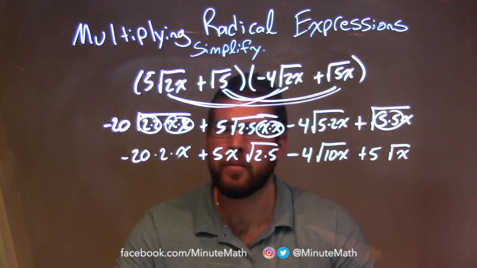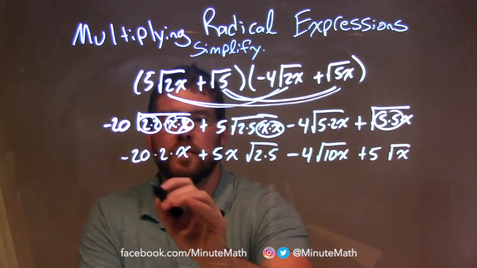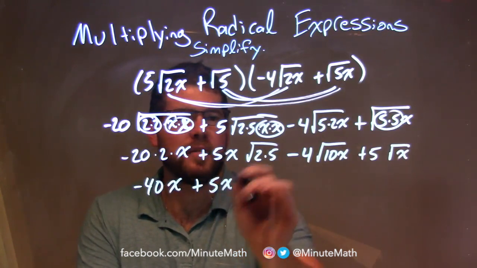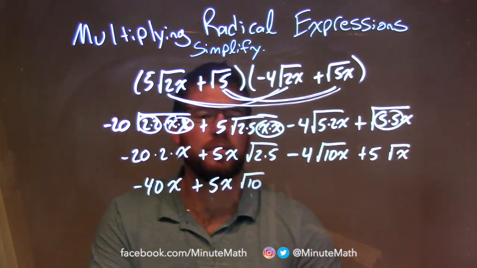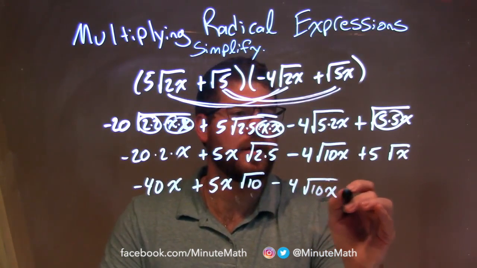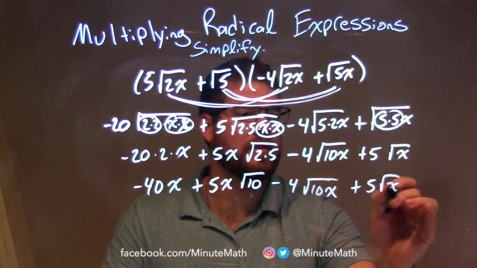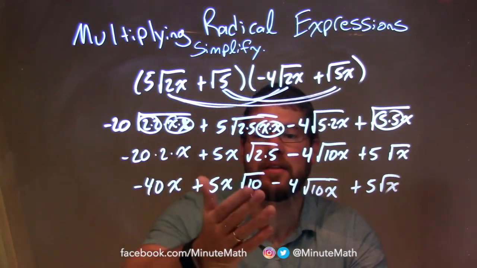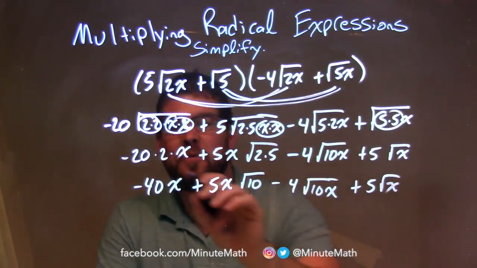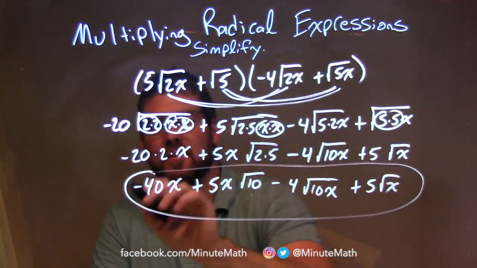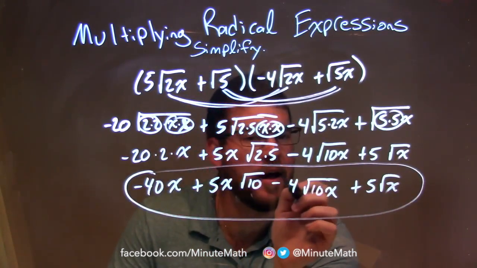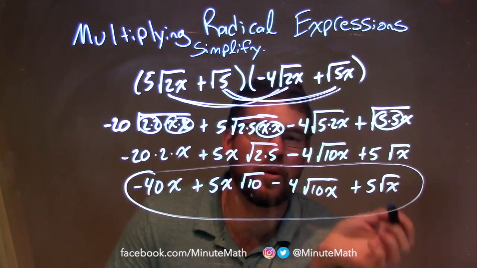So let's see if we can tidy this up a little bit and simplify here. Negative 20 times 2 is minus 40, right? 40x here, plus 5x, 2 times 5 is 10, times the square root of 10, minus 4 square root of 10x here, in the parentheses, and then plus 5 square root of x. Again, now I look and see if any of the square roots at least have the same thing we're taking the square root of, and that's a negative. So our final answer we have here, it's a long but true final answer, a minus 40x plus 5x square root of 10 minus 4 square root of 10x plus 5 square root of x.